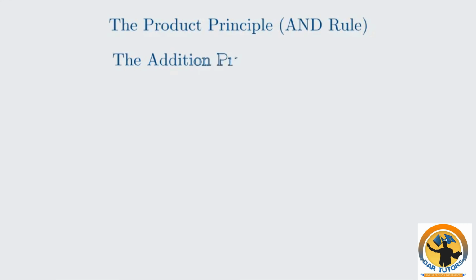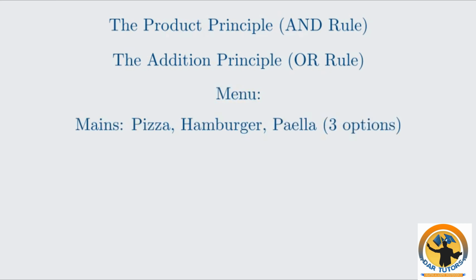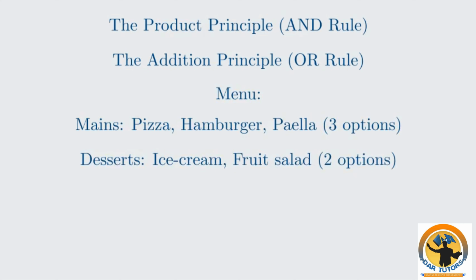To tackle these larger problems, we need to start with the basics. We'll begin with two fundamental rules, the product principle and the addition principle. These two principles are the building blocks for almost all counting problems. Let's illustrate them with a simple example. Imagine you're at a restaurant. The menu has three main courses: pizza, hamburger, and paella. For dessert, you have two options, ice cream and fruit salad.